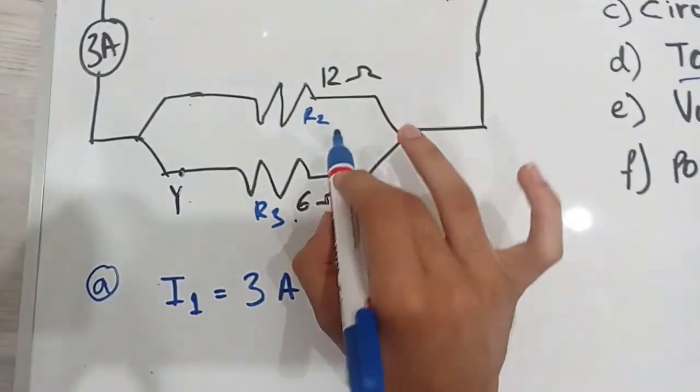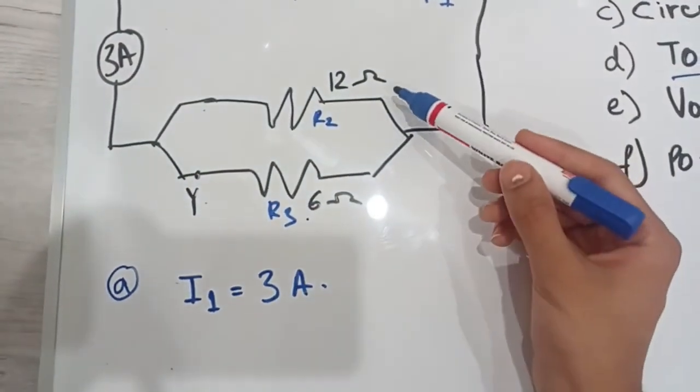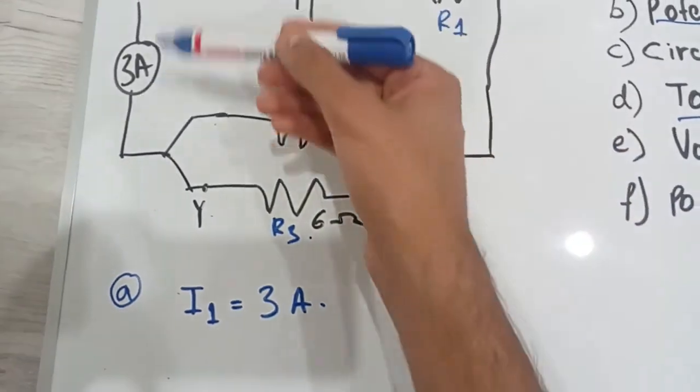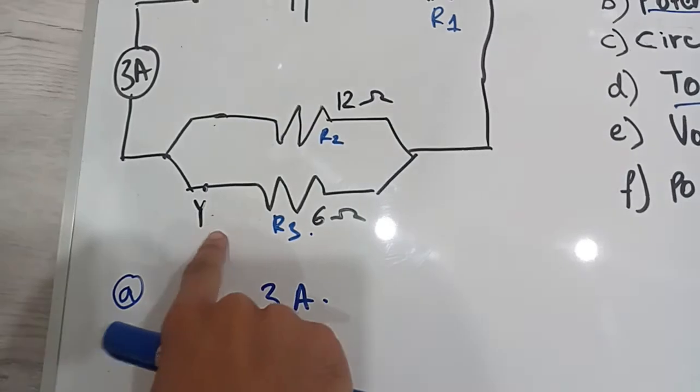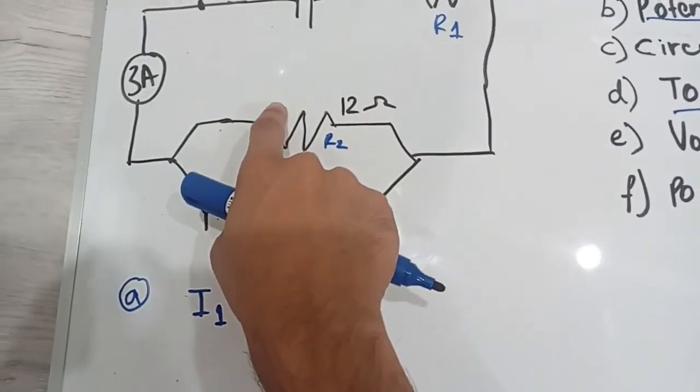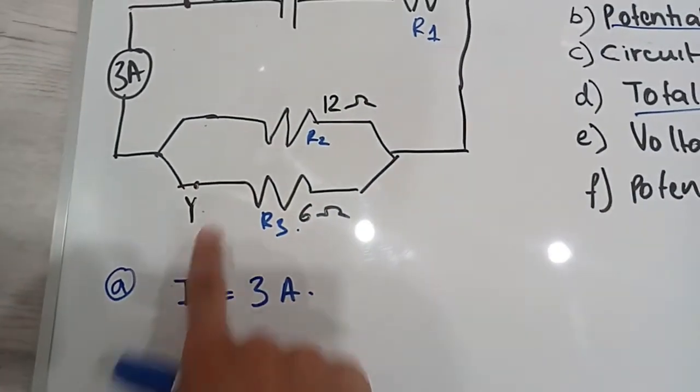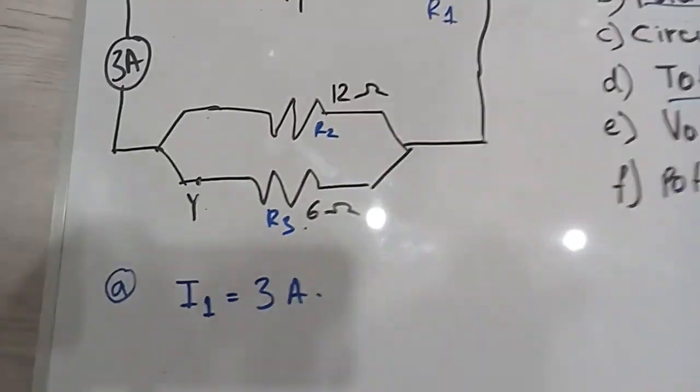Next question. This is where it gets hard because you don't know how the current will get divided. You don't know if 2 amps goes in here, 1 amp goes in here, or 2.5 amps go in here, or 0.5 amps go in here. So what do we do?